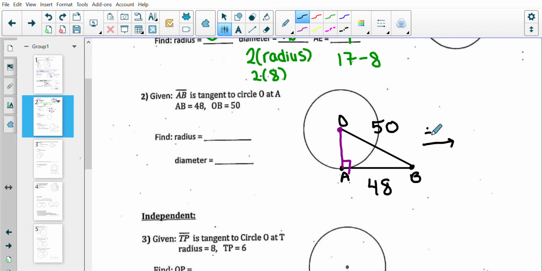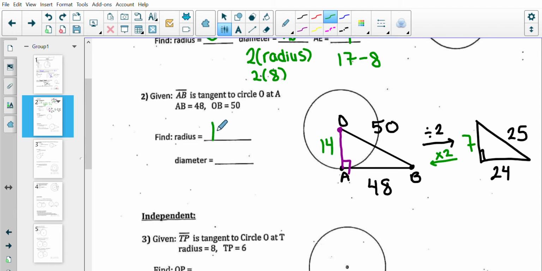I'm going to reduce this triangle, so I'm going to divide by 2. And when I divide by 2, I get a 24 and a 25, and this is in fact a triple: 7, 24, 25. Go back, multiply by 2, and we get a 14. So the radius of the circle is 14. The diameter is going to be 2 times 14, which is 28.